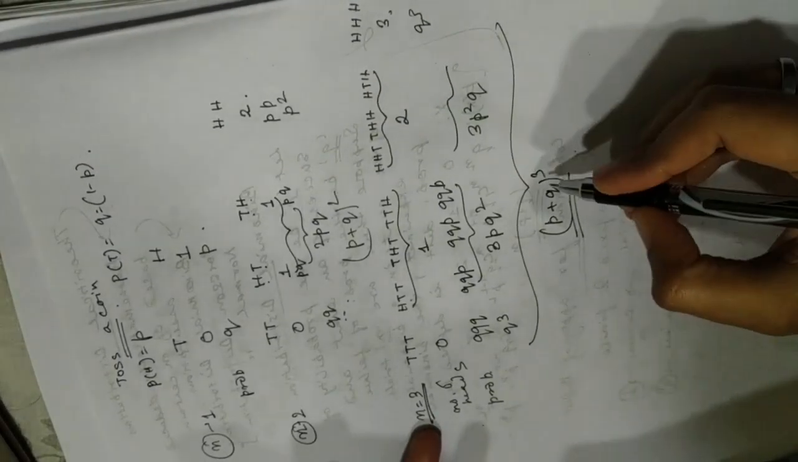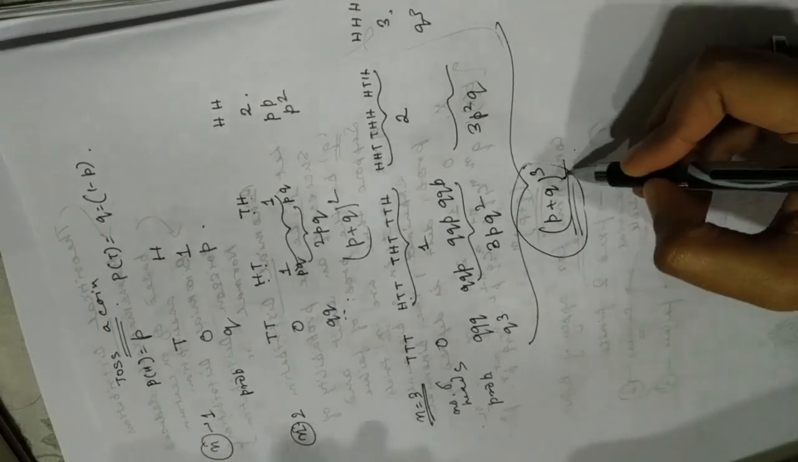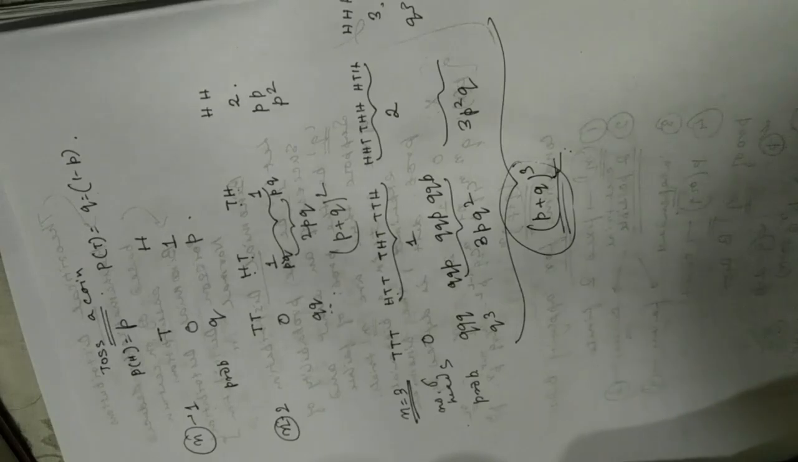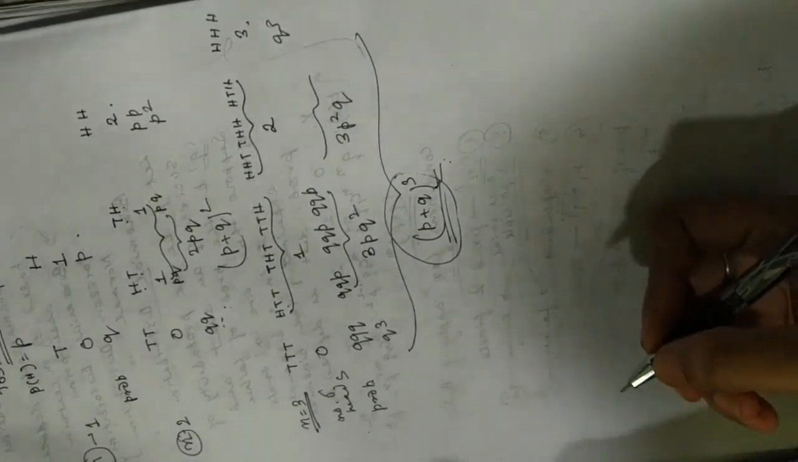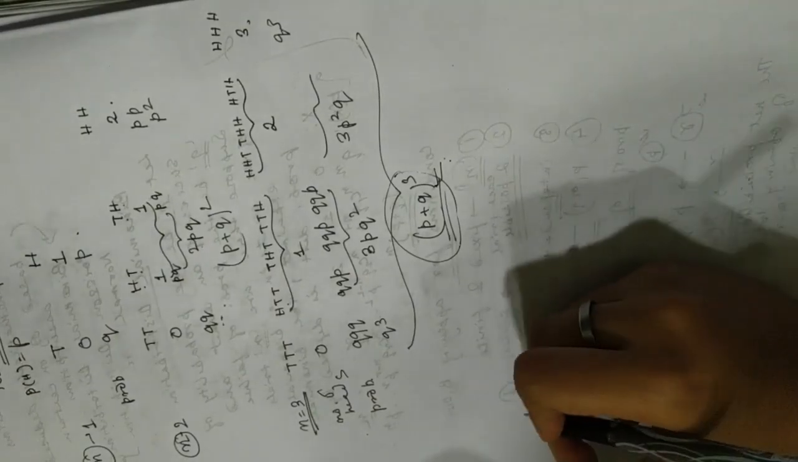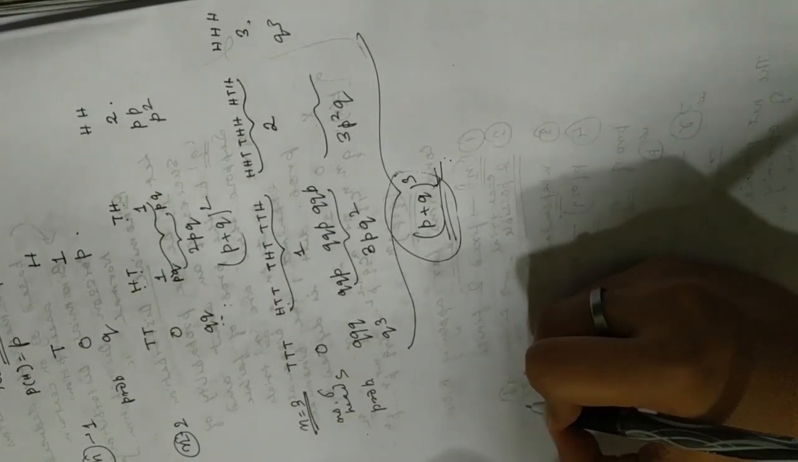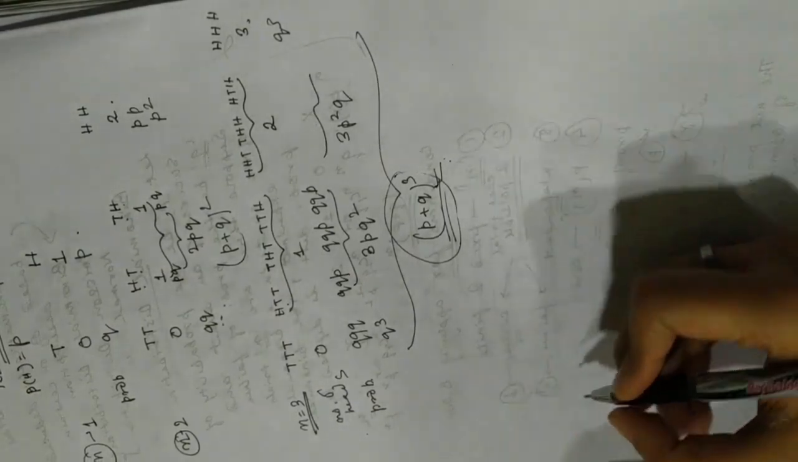What I mean to say is, if the above conditions are satisfied, the probability distribution is given by the expansion terms of (P plus Q) to the power n, and that is why it is called the binomial distribution. I'll just wrap up today's class by solving a very simple problem so that your understanding gets a bit clearer.